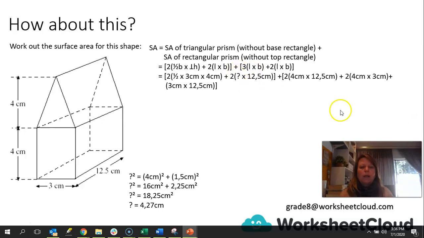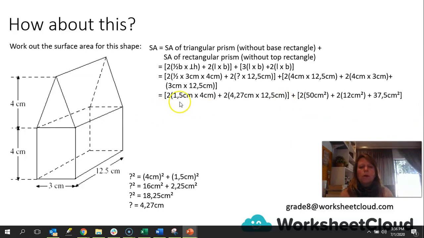We can now put that in for where the question mark is. We can substitute it in for the question mark. We're going to get, this is the area of our triangular base. This is going to work out the area of our rectangular bases, and we need 2 of those. And then we've already worked out 4 times 12,5 is going to give me 50 centimeters squared. And then 4 times 3 is 12 centimeters squared. We're going to multiply that by 2 because we've got 2 of those ends, okay, of the rectangular bases. And 3 times 12,5 centimeters is 37,5 centimeters.